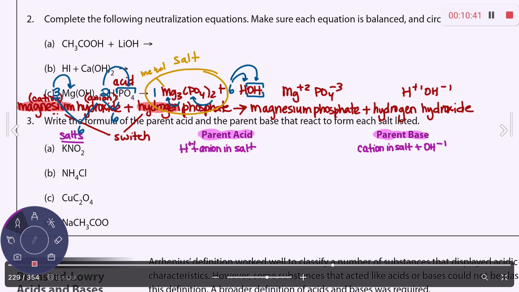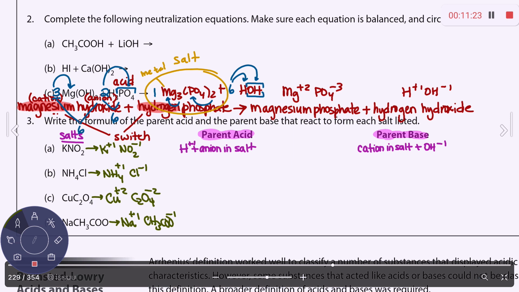So over here, if I break down, I'm going to do this in a different color. If I break down my salt into its ions, this is going to form a potassium ion and a nitrite ion. This is the ammonium ion and a chloride. This is, I believe, copper 2. And then on your periodic table, does it say on the bottom left, C2O4 negative 2? Is that oxalate? Yeah, okay. I just use it really infrequently. And then down here, this is the sodium ion, and then we've got the acetate ion.